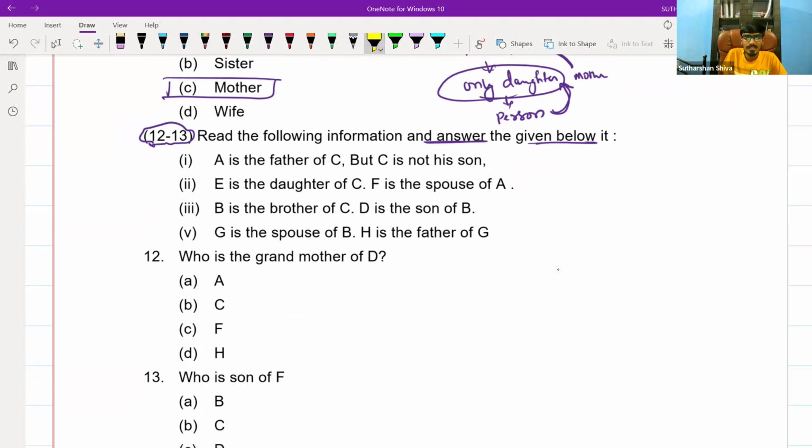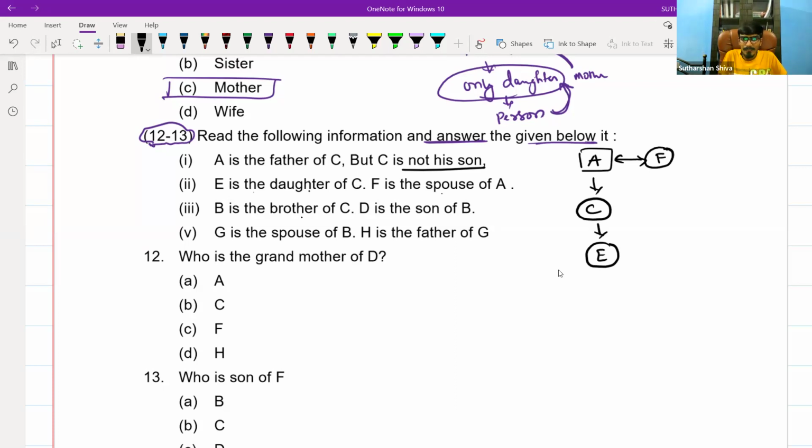A is a father of C, but not his son. C is not a son, so C should be a daughter. E is the daughter of C. If E is the daughter of C, fine. F is the spouse of A. It means spouse should be female because A is already male.